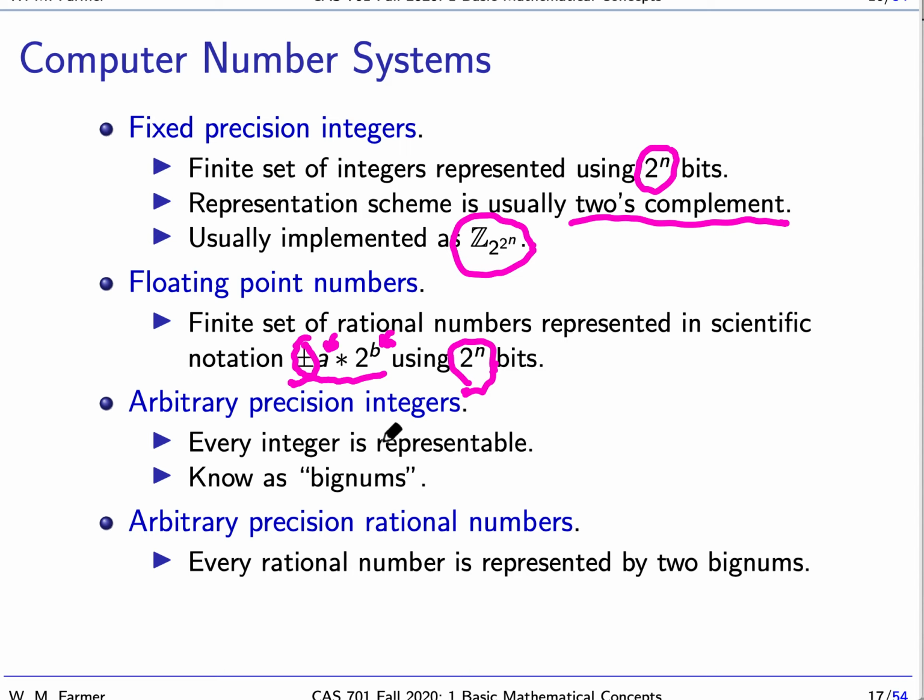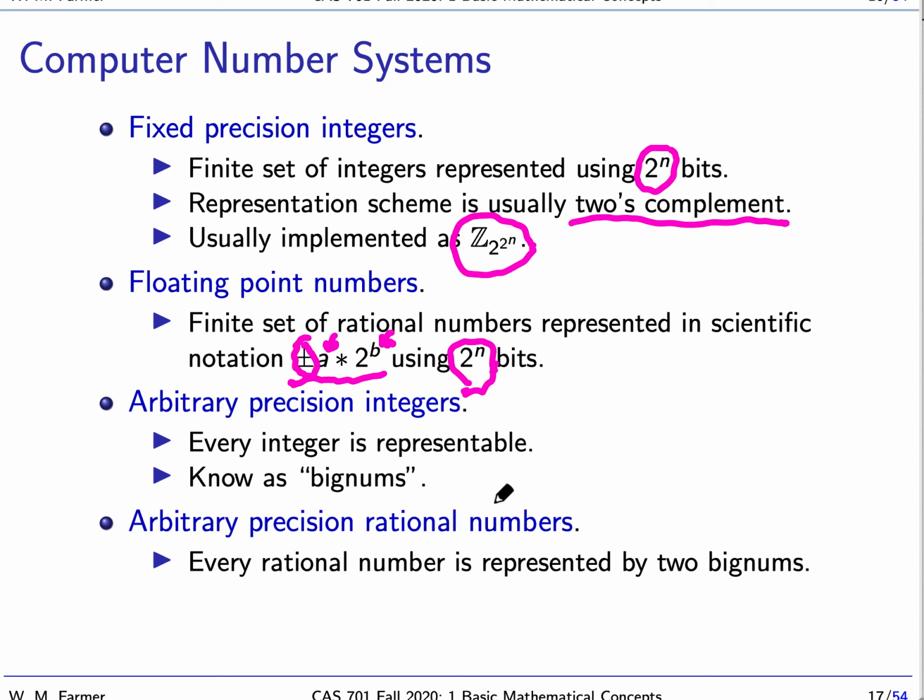Now we can also represent integers and rational numbers using what's called arbitrary precision. Arbitrary precision means there's no limit on how many bits we can use to represent integers. So in a sense, we can represent integers exactly. We can represent every possible integer, no matter how big. If integers are too big, we may not be able to store them on our computer, but we can represent them in this scheme, no matter how big they are. And this is known as bignums.